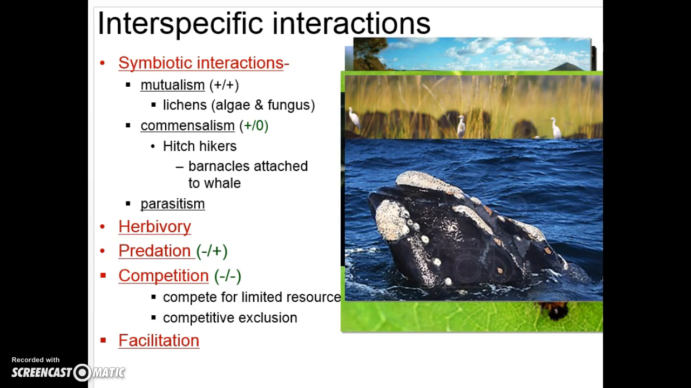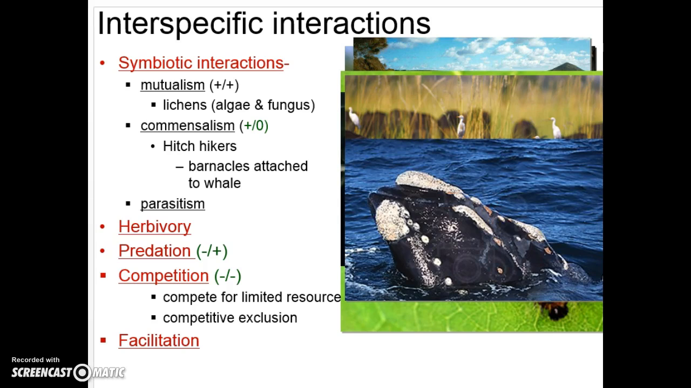So if it's a helpful relationship, you have a plus sign. If it doesn't harm nor help, you have a zero. And if it harms one of the species, you have a negative sign. So these are the different types of interspecific interactions we can have. We can have symbiosis, which is broken down into mutualism or commensalism or parasitism. We can have herbivory, predation, competition, and facilitation. So we're going to look at each of these individually.